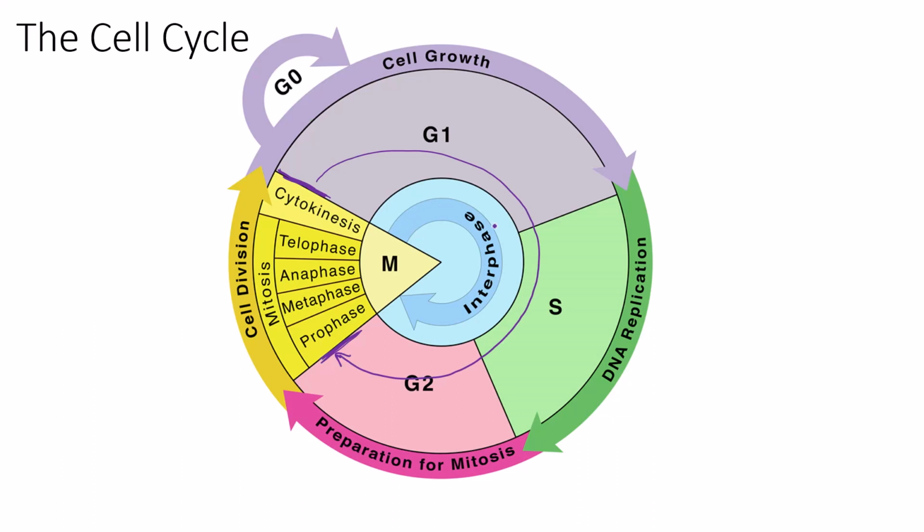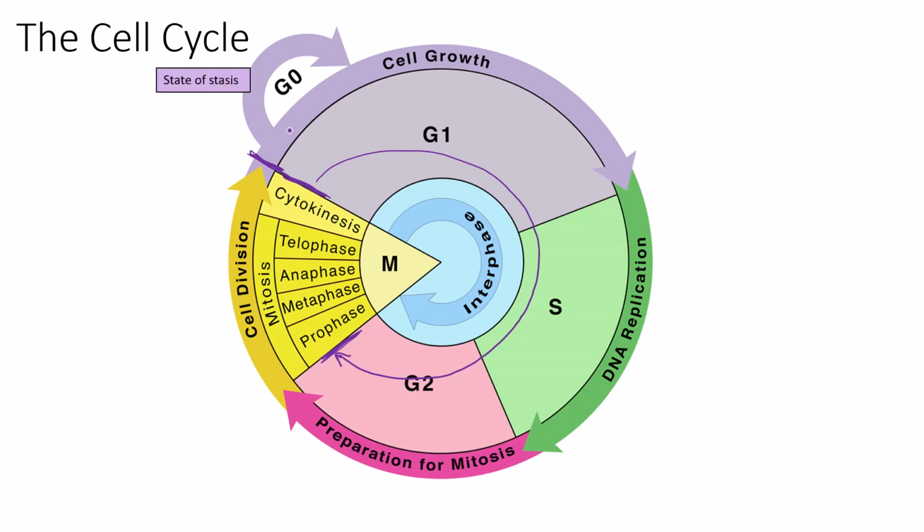So if you look at this little blue inside area of the diagram, you can see that it is labeled interphase. Interphase starts here at the end of M phase, specifically at the end of cytokinesis, and will run through the normal cell activities, the cell functioning, from G1, S, and G2. So interphase consists of G1, S, and G2.